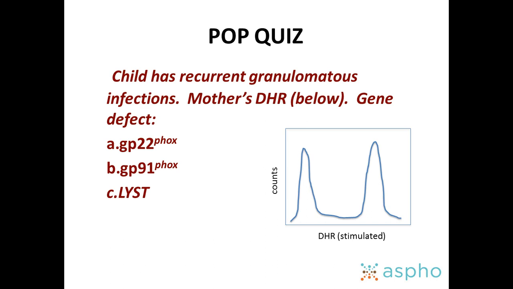So, it seems completely esoteric, so I'm going to help you remember this. A child has recurrent granulomatous infections. The mother's DHR shows this: she is able to release a little bit of DHR, but not completely. Not in all of her cells, about half her cells do. So, this is going to be gp91 phox.